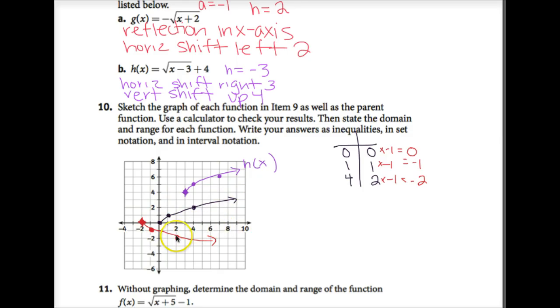I think that the parent graph kind of looks a little bit like an eyebrow. So notice that here, because of the reflection, the eyebrow is upside down. So this is my g of x. And then the first one, of course, was my parent.